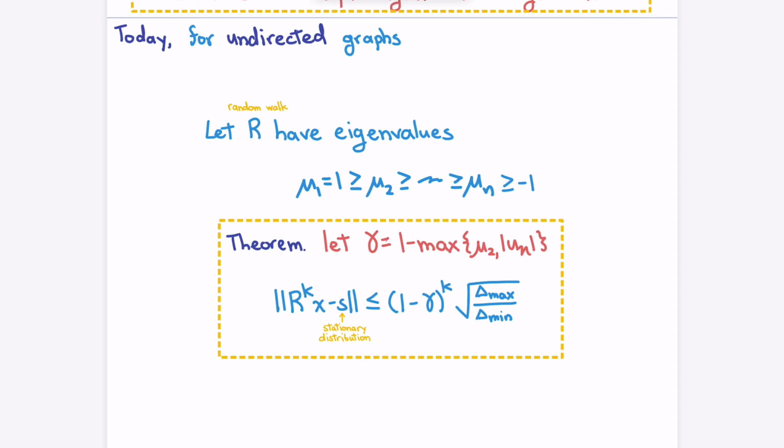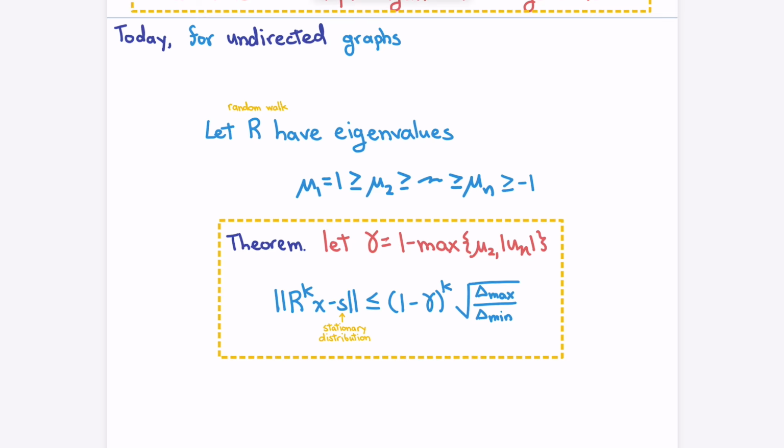So what's this saying? It's saying, look, if you study the eigenvalues, and there's this gap between the first eigenvalue and the second largest eigenvalue in absolute value, that's usually either mu 2 or negative mu n, then if there's any constant gap there, random walks will converge very fast. That's much stronger than just saying there exists a stationary one. It says you can actually converge to it very fast.